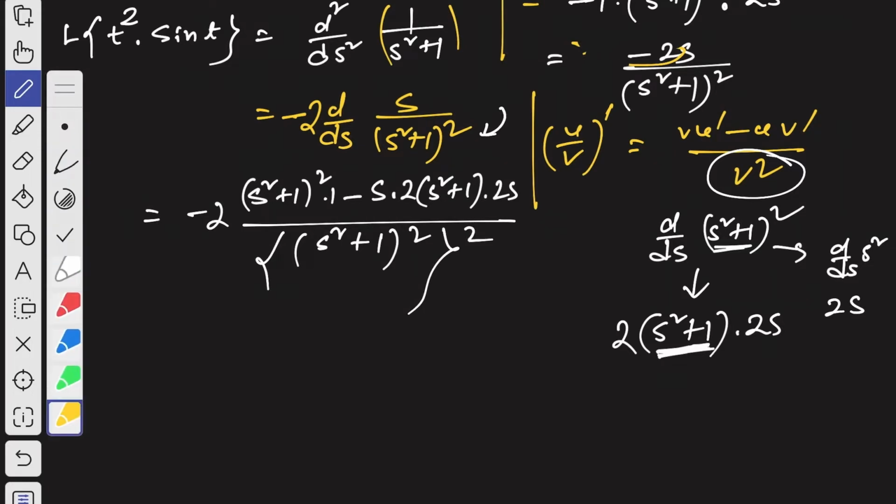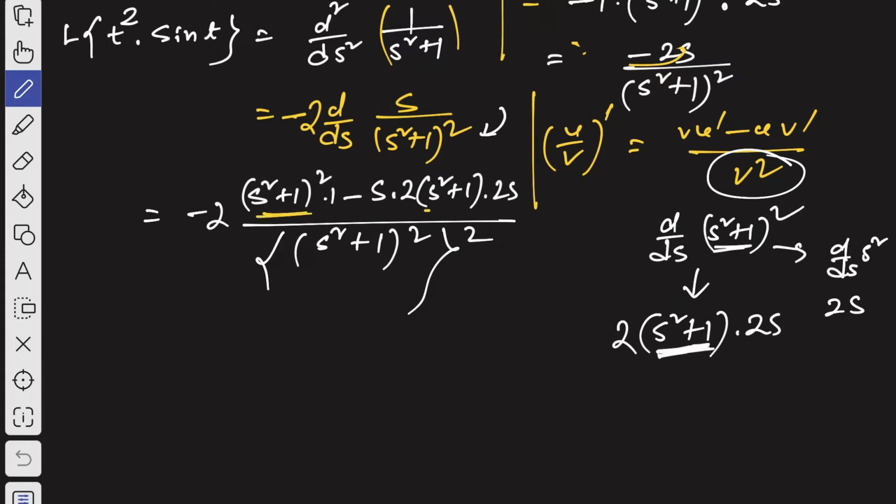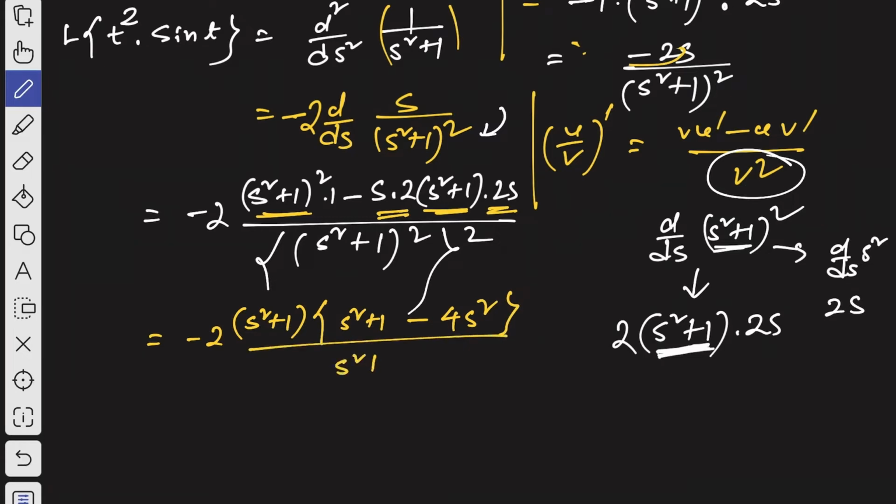So now what you can do here, you can take this common, right? s square plus 1 common. So let us take that common. Then minus 2 into (s square plus 1) is taken common. Then within the bracket you will get s square plus 1 minus twice s into twice s. That's going to be 4s square, right? So the denominator is (s square plus 1) whole to the power 4.